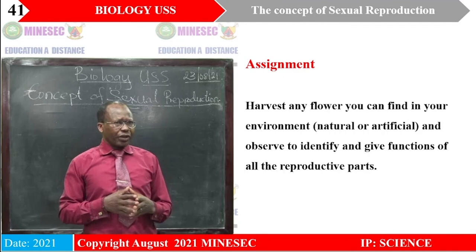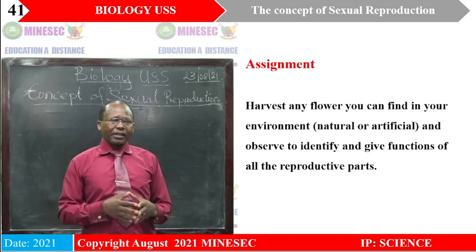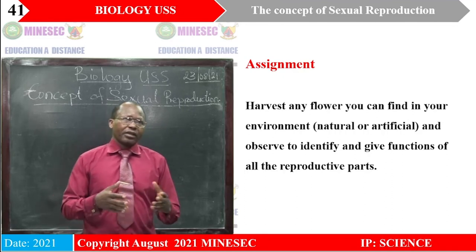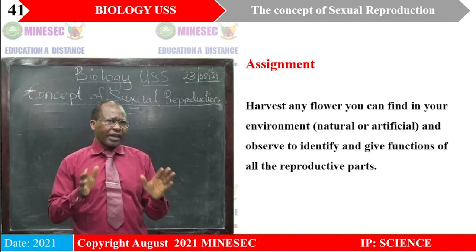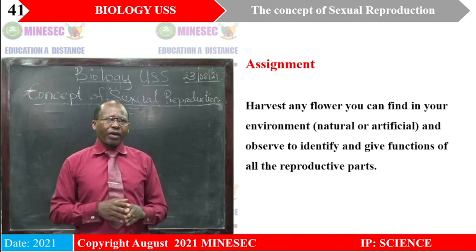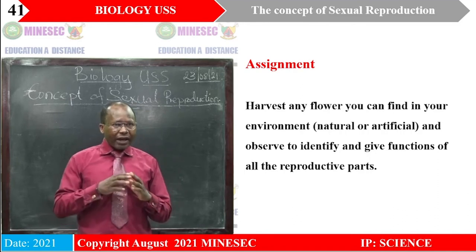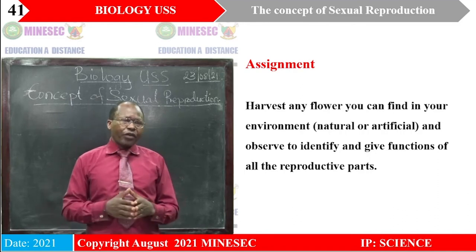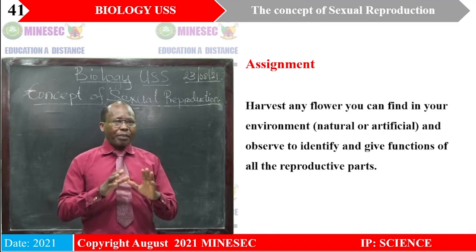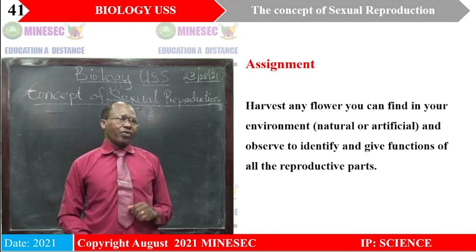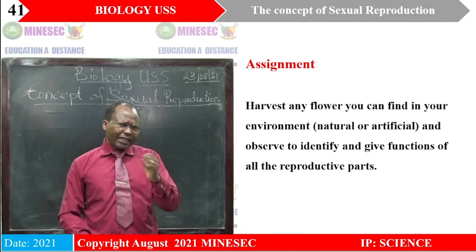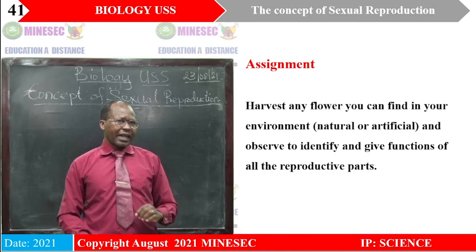We have one short assignment, which is that you will be expected to harvest a flower of your choice, any one that you can find around your environment. You observe it keenly, and then you identify and note the functions of all the reproductive parts that you see, so that in our next lesson, we are able to use it to explain further how plants reproduce.